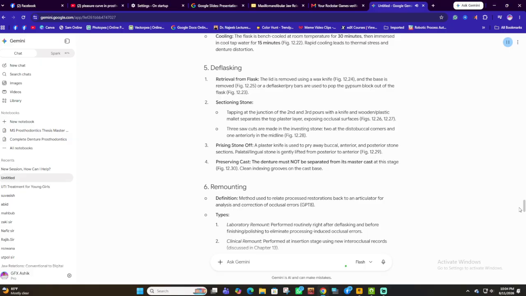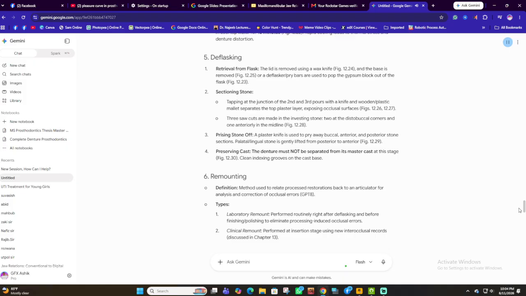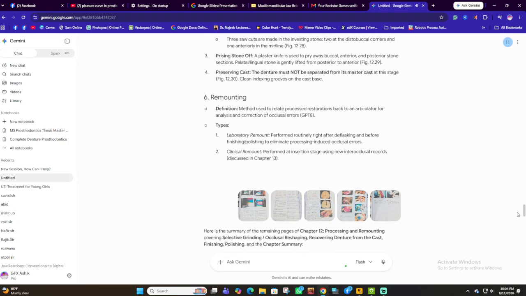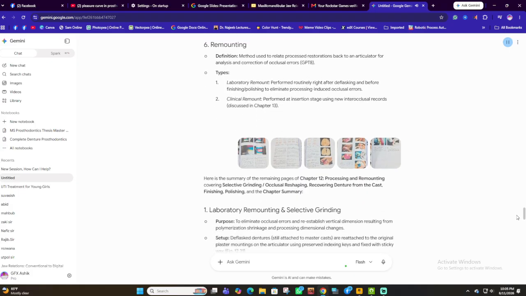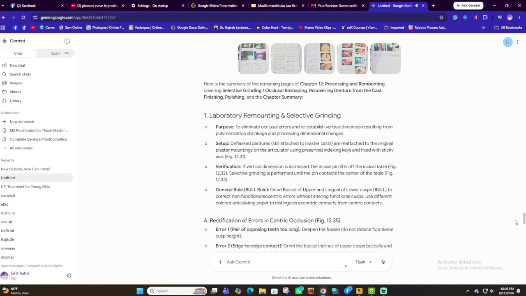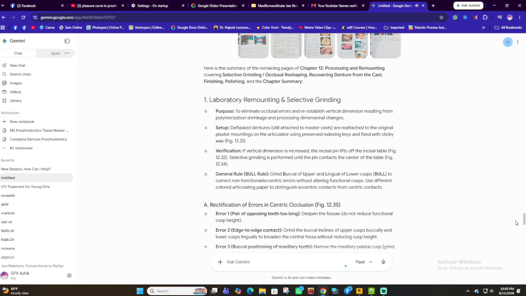6. Remounting. Definition. Method used to relate processed restorations back to an articulator for analysis and correction of occlusal errors, GPT-8. Types. Laboratory remount, performed routinely right after deflasking and before finishing and polishing to eliminate processing-induced occlusal errors. Clinical remount, performed at insertion stage using new interocclusal records, discussed in Chapter 13.